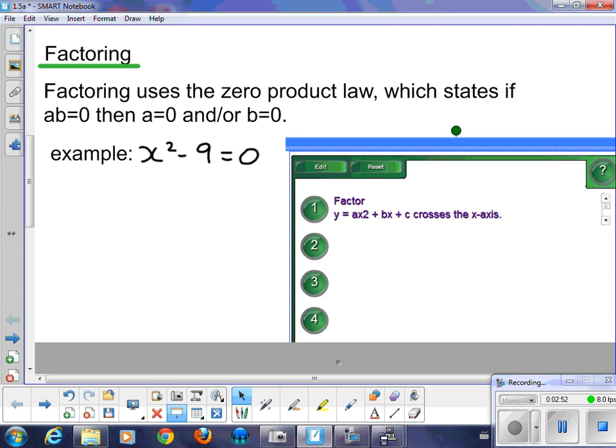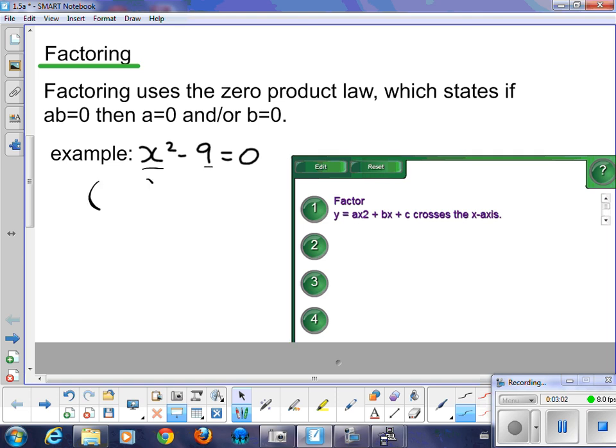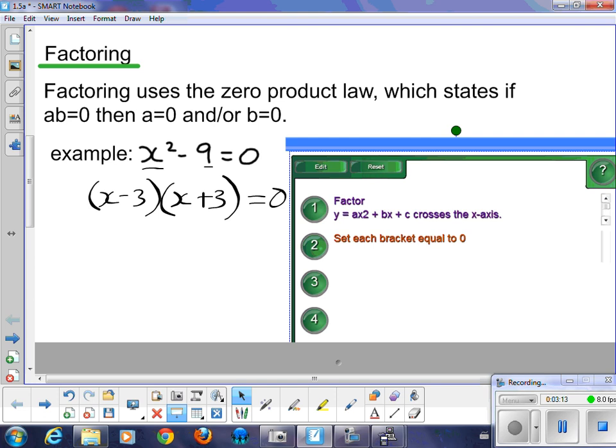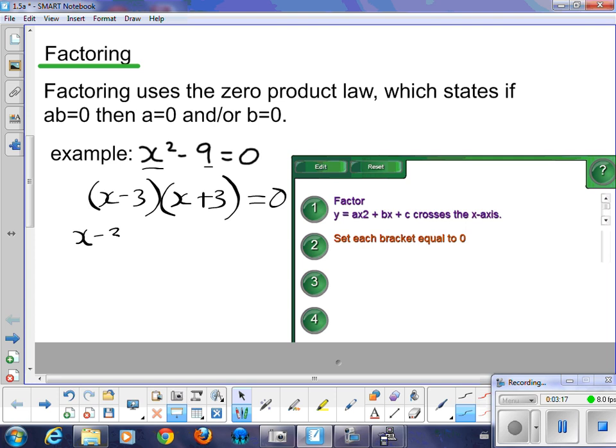So if I look at this example, I can factor it, or I could solve it a different way, but let's start with factoring. Two terms separated by subtraction, perfect squares at both ends. So I know that it's a difference of squares. So I know that I have x minus 3, x plus 3. Okay, so I now have it factored. Then I'm going to set each bracket equal to 0. So that means that x minus 3 equals 0, and or x plus 3 equals 0.